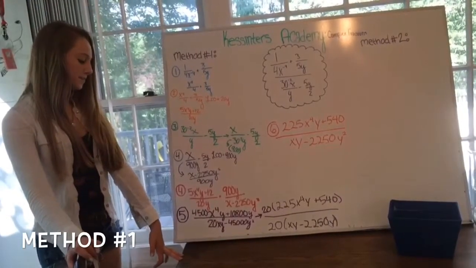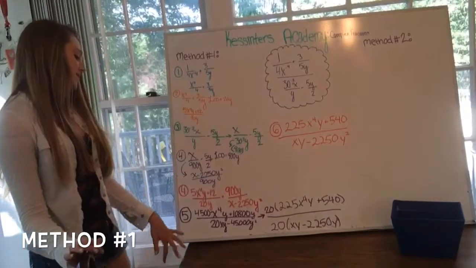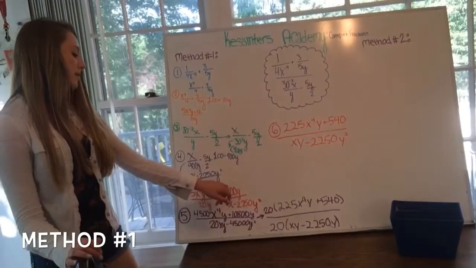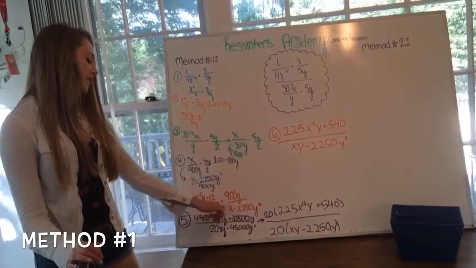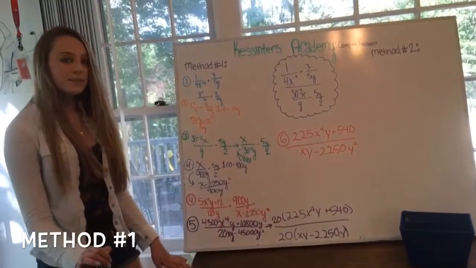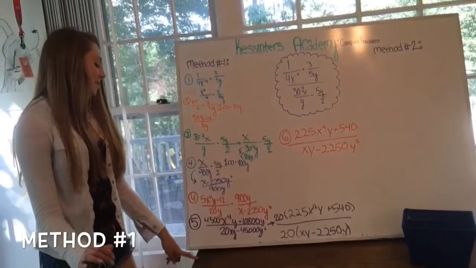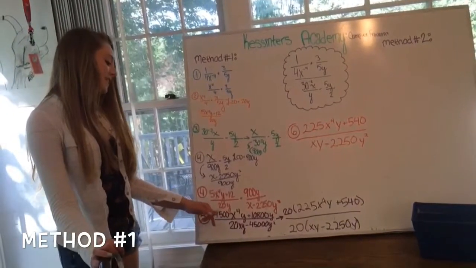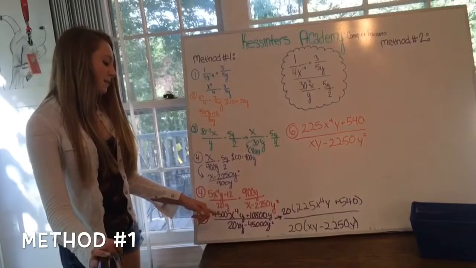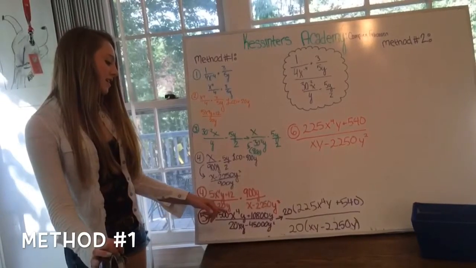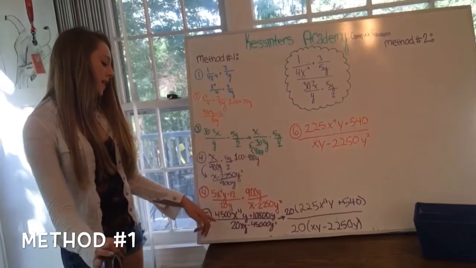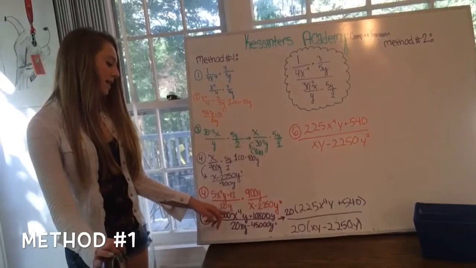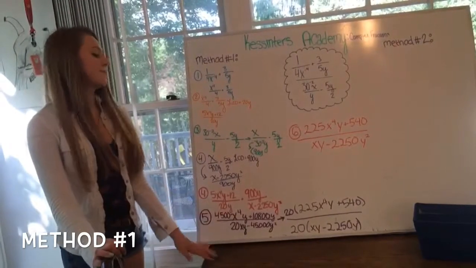Your next step is taking these, multiplying the numerator by the numerator, and then the denominator by the denominator, and putting it into one fraction. Once you do that, you get 4,500 x to the fourth y plus 10,800y over 20y times xy minus 4,500y squared.